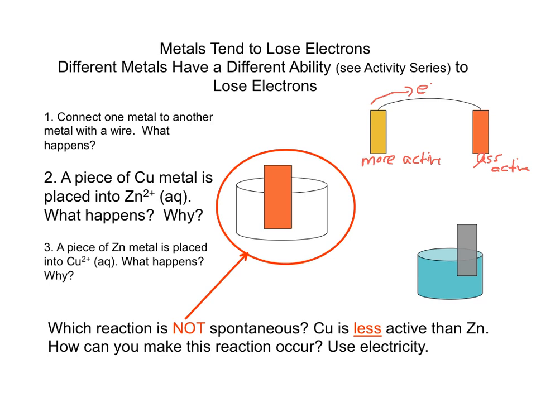When copper is placed in a zinc ion solution, no reaction occurs. That's because copper does not lose electrons as easy as zinc does. However, we can use electricity to make this non-spontaneous reaction occur. When zinc is placed into copper ion solution, a reaction will occur, and we'll see copper metal get plated onto the surface of the zinc.